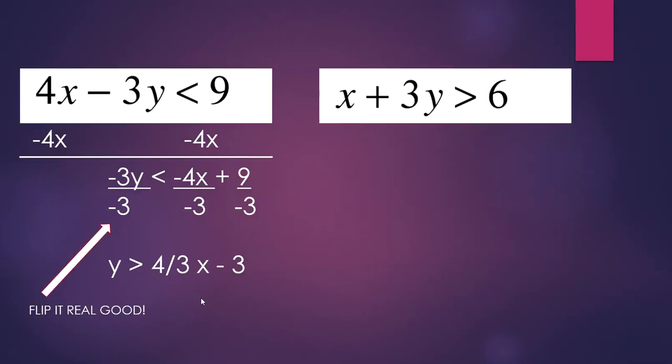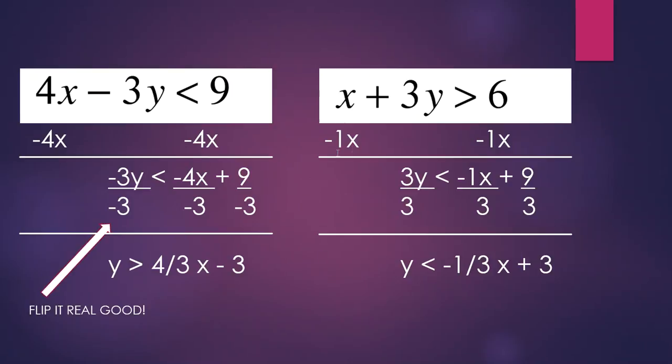Why don't you take a moment right now and try to do the same thing on the other one. See what you get when you solve for y on this inequality. All right, so let's see if you were right. This is what you should have gotten. We took away the 1x from both sides. We divided everything by 3. We didn't flip it because we were dividing by a positive, not a negative. And we ended up with the following inequality.